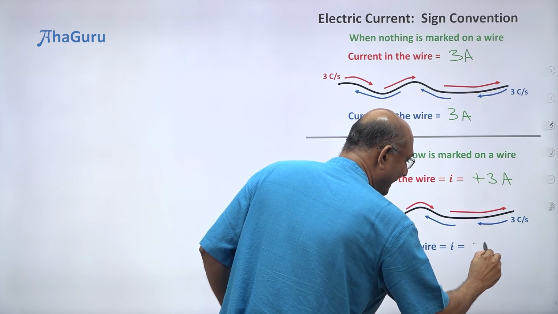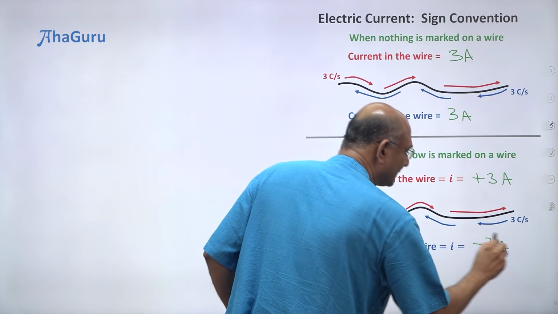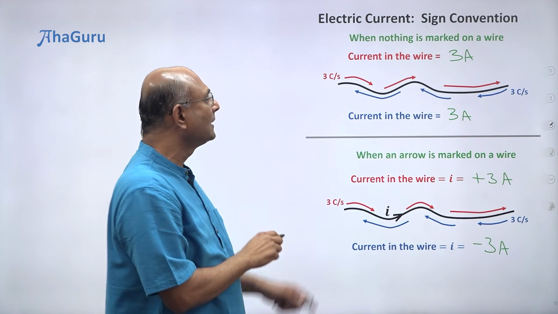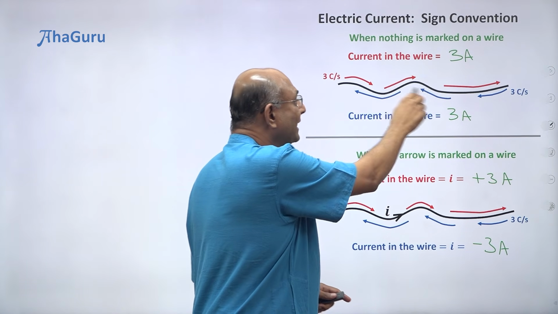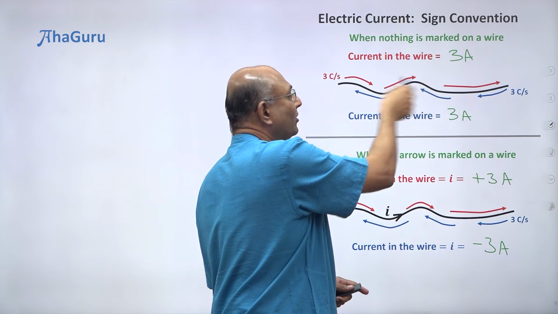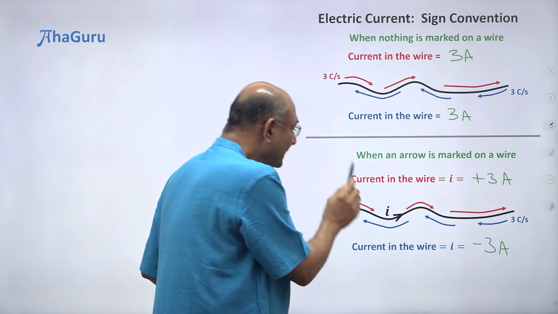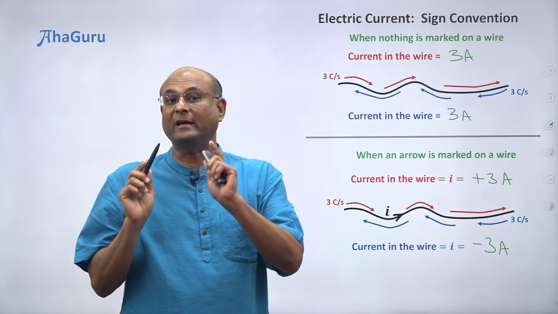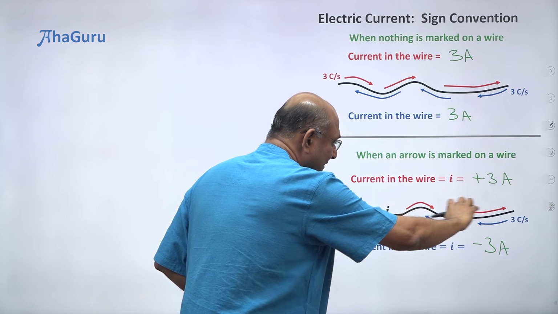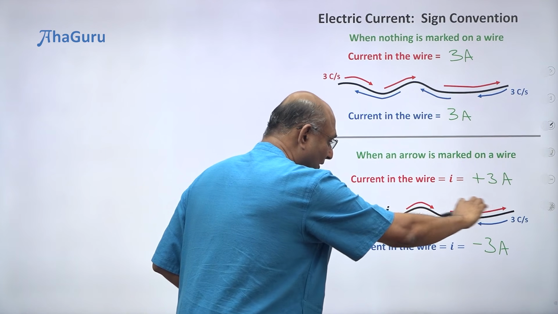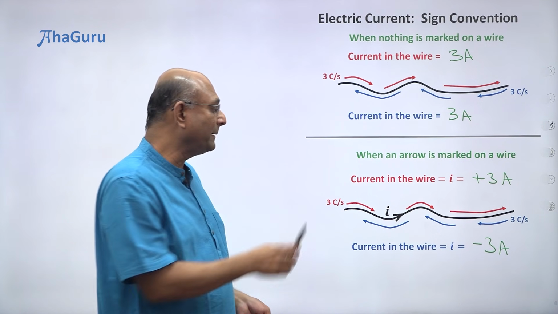We will write minus 3 amperes. But there we wrote 3 amperes, because there was no sign marked, no positive direction marked. So the positive direction could have been like that or like this, it doesn't matter. But here the positive direction has been clearly marked. So current I is minus 3 if the charge is flowing this way. That is, if the current is actually flowing like this, the current I will be minus 3.